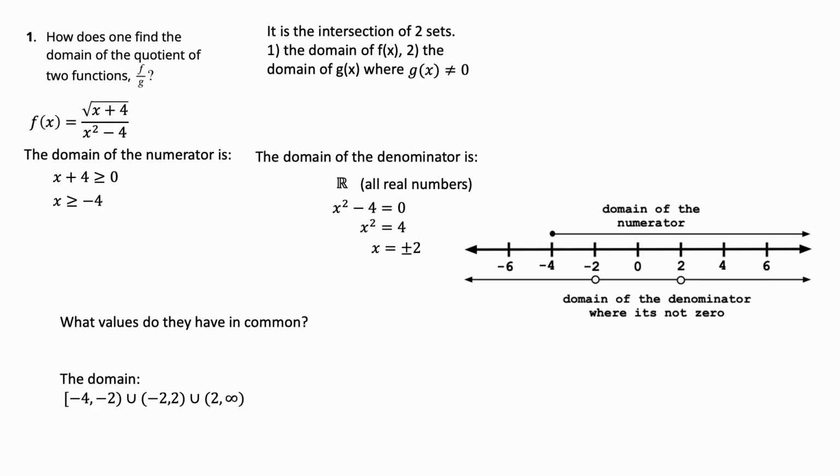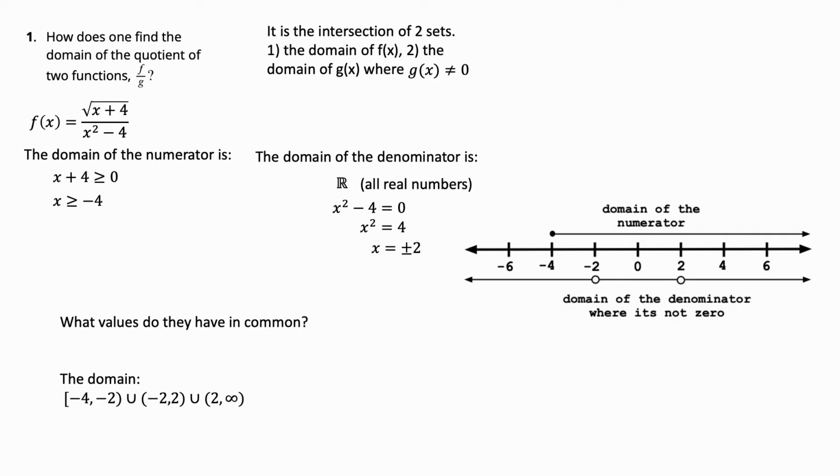So it's where x is greater than or equal to -4. And then for the denominator, you ask where it doesn't work, and that's where x is equal to plus and minus 2. Now you take the intersection of these two sets. So it has to be all the numbers that are greater than -4, excluding -2 and 2.